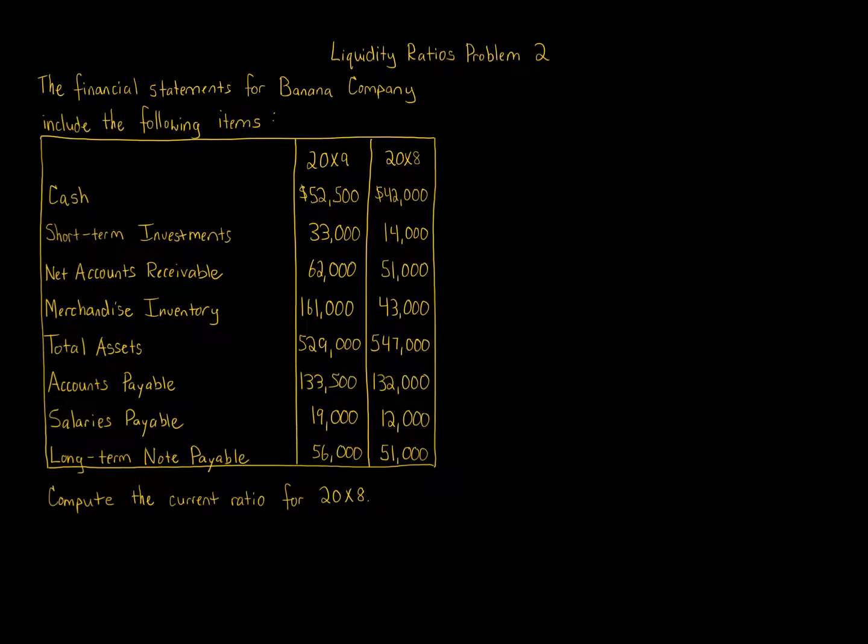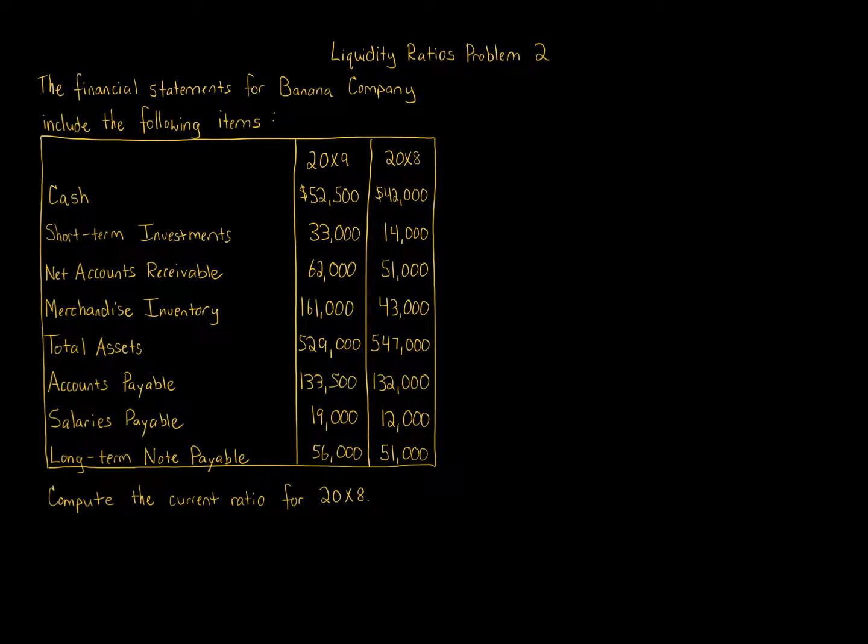Liquidity ratios problem 2. The financial statements for Banana Company include the following items. There's a table presenting the information for 20x9 and 20x8. Cash 20x9, $52,500. Cash 20x8, $42,000. Short-term investments 20x9, $33,000. Short-term investments 20x8, $14,000. Net accounts receivable 20x9, $62,000. Net accounts receivable 20x8, $51,000.